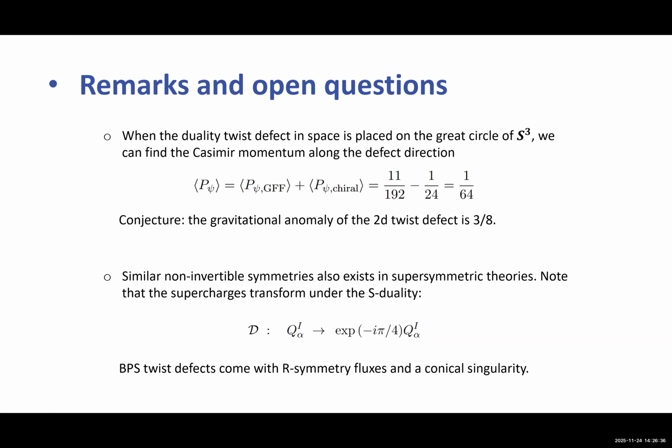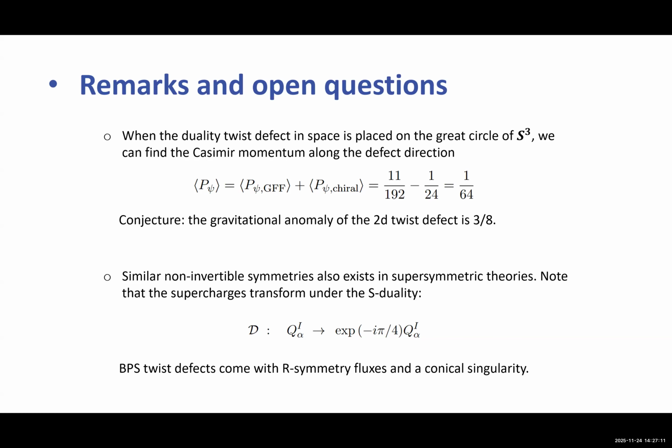Another possible direction that we can consider is analogs of this twist defect in more complicated models, for example, N equals 4 super Yang-Mills. In that case, if we want the twist defect to preserve the supersymmetry as well, so that they are BPS, we inevitably have to consider some curved space background, due to the fact that the supercharge also picks up a phase under the electromagnetic duality transformation. And therefore, the twist defect would break the supersymmetry.